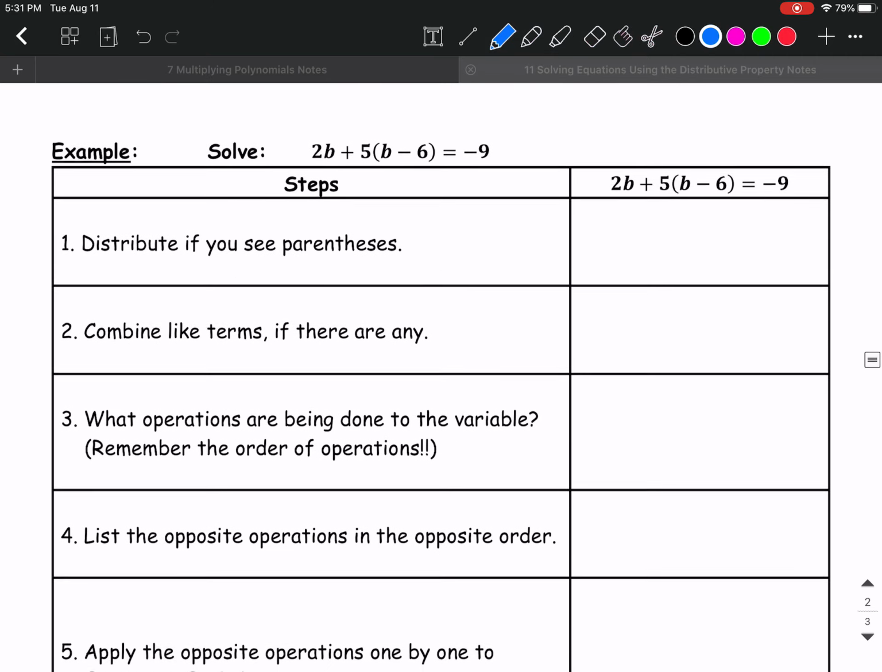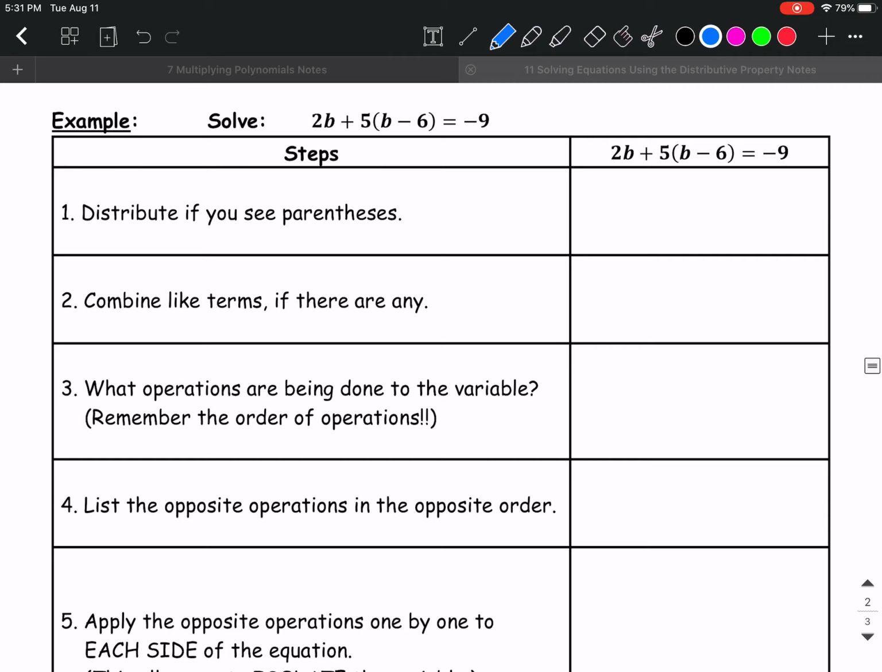When we're given an equation such as 2b plus 5 times the quantity b minus 6 equals negative 9, first off, notice we're not solving for x this time, we're solving for the variable b. Notice second that there are parentheses. If you see parentheses, you're going to distribute. So we distribute this 5 into the parentheses. The 2b comes along, and then 5 times b is 5b, and 5 times negative 6 is negative 30. Then we copy the rest of the equation, equals negative 9.